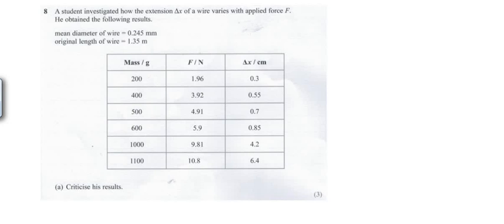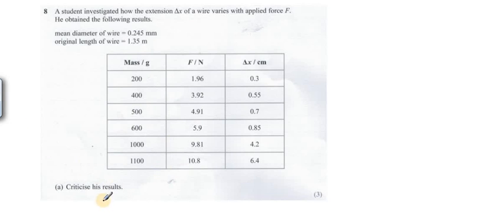This is question number 8, and it's all about the Young modulus. A student is investigating how the extension delta x of a wire varies with the applied force. So a table is given. Mean diameter of the wire is 0.245 millimeter. Original length is given. This is the table. Criticize the result.